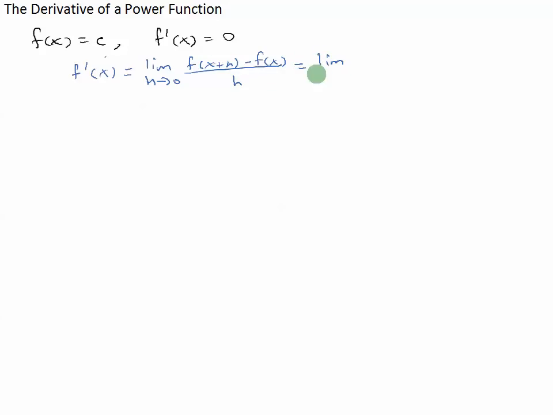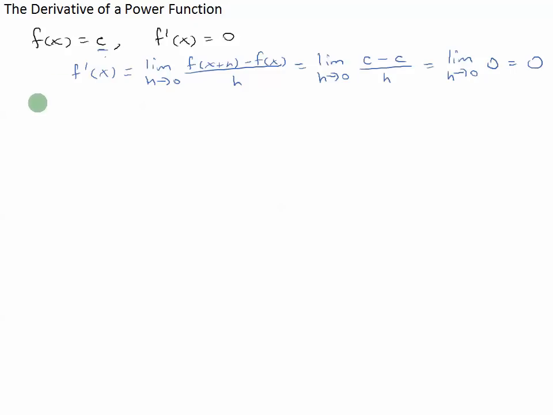Well, this is the limit as h approaches 0. For f of x plus h, the output for this function given any input is c, so f of x plus h is c, minus f of x is c, all divided by h. So we have the limit as h goes to 0. This fraction ends up being 0 because c minus c is 0. So the limit as h goes to 0 of 0 is in fact 0. 0 is going to equal 0 no matter what h is. So there we go. We've just shown that the derivative of a constant function is 0.